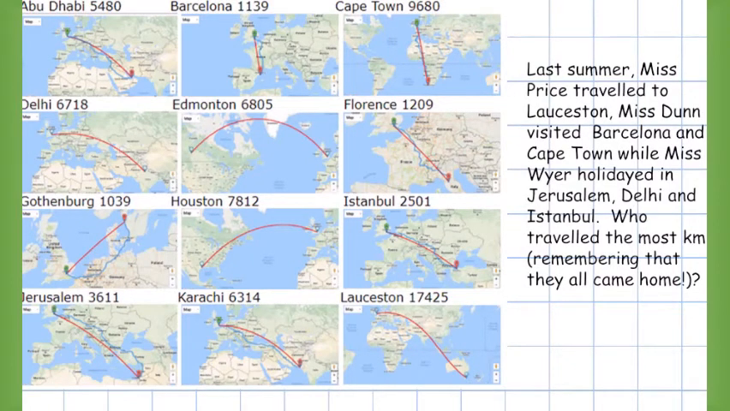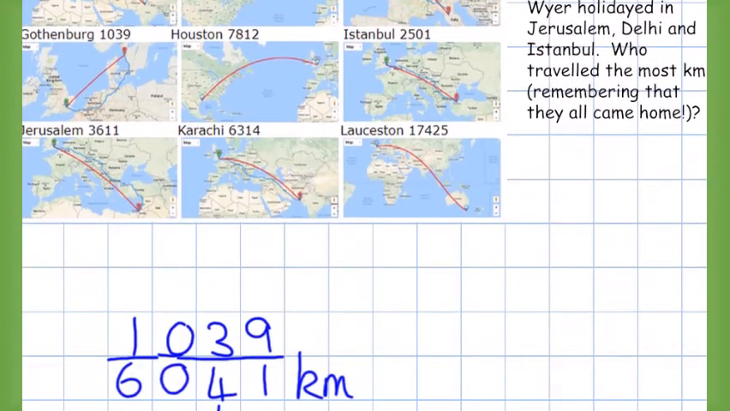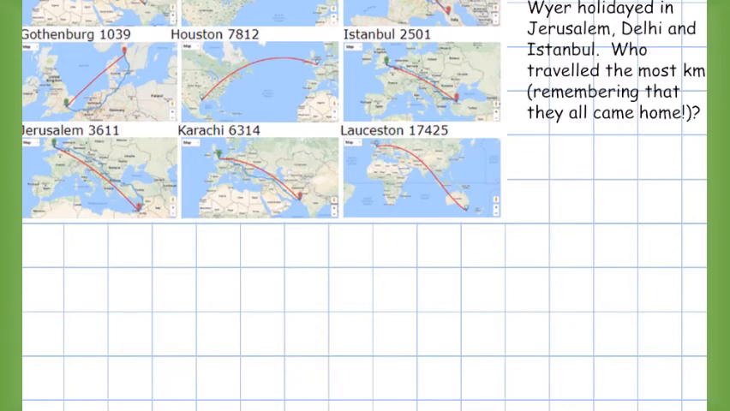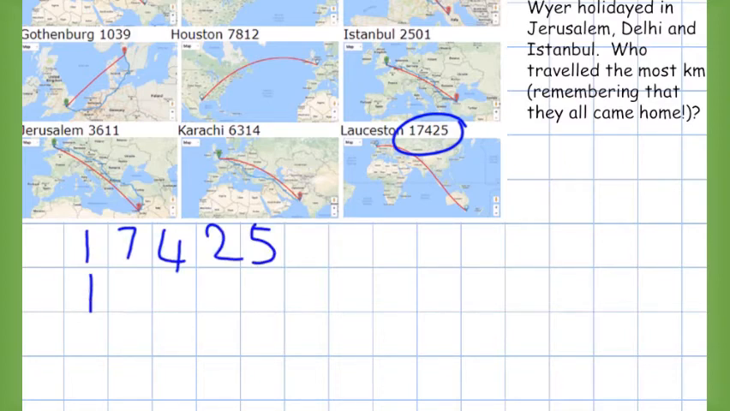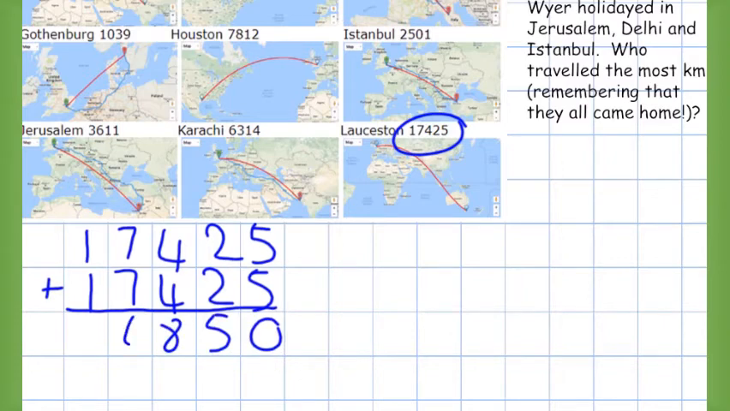Let's see then. So first of all, Miss Price travelled to Launceston and back again. Oops, left that one on from last time. Haven't rolled the board down. Miss Price travelled there and back. So 17,425 kilometres times 2. Okay. 0, 5, 8, 4, 3. Woof. So that's Miss Price. She travelled 34,850 kilometres.